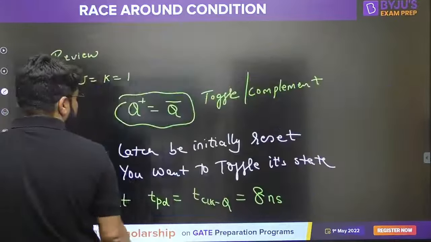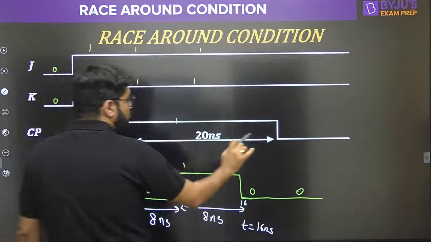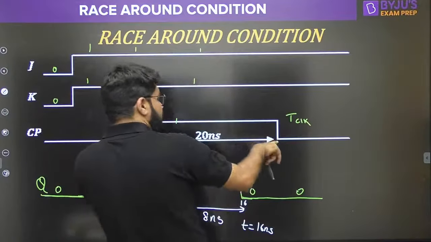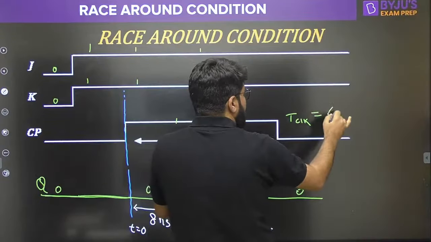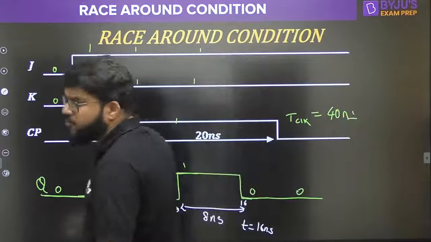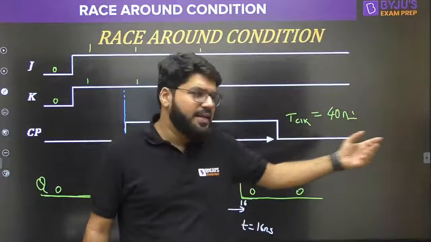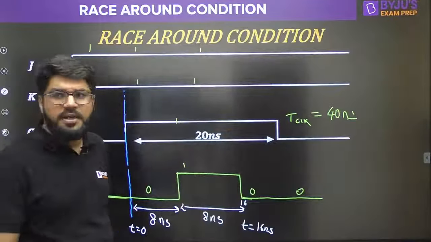look into this waveform again. The clock is going off at 20 nanoseconds. What is the time period of the clock? 20 is the on period, 20 will be off. So the time period will be a total of 40. Time period means the time for repetition. So the next level 1 will come after 40 nanoseconds.